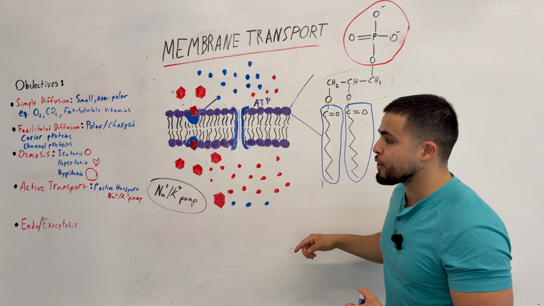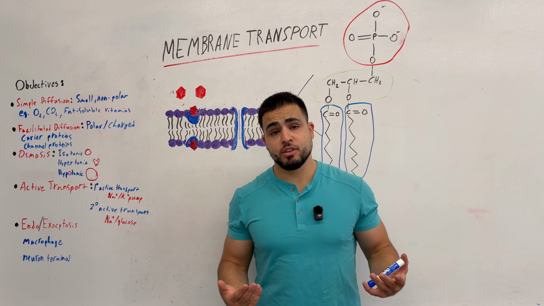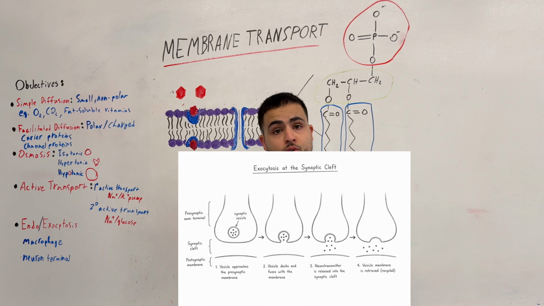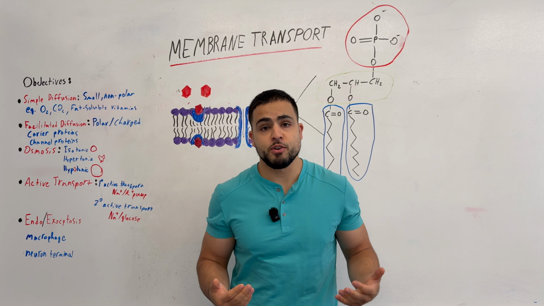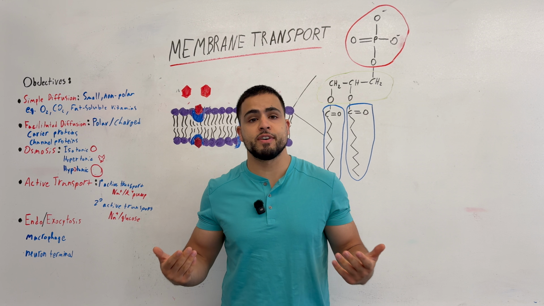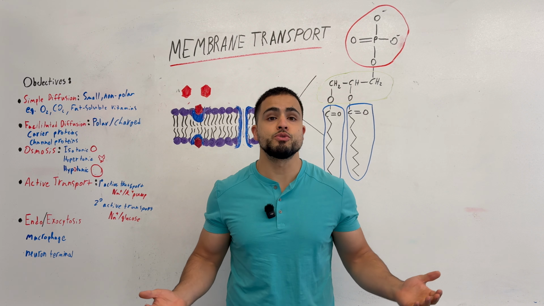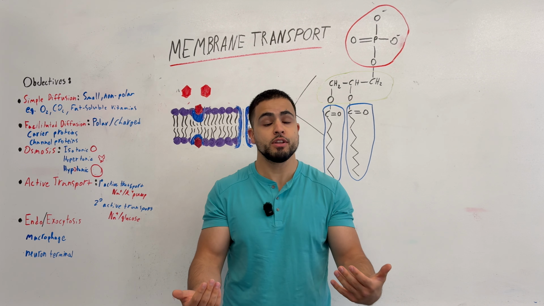All right, let's move on to endo/exocytosis. As you can see right here, this is an example of exocytosis at the synaptic cleft. Essentially, you form a vesicle and allow certain material to exit out of the cell. In this case, you have neurotransmitters exiting. On the flip side, you have endocytosis, which is the reverse of exocytosis. In this process, you take up material from outside of the cell into the cell.